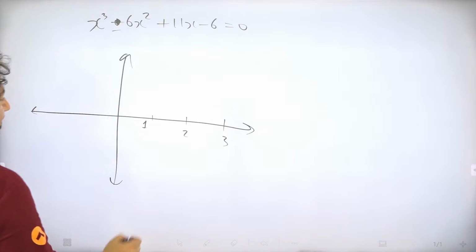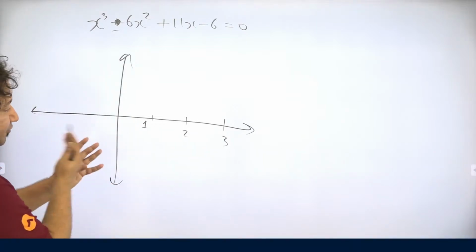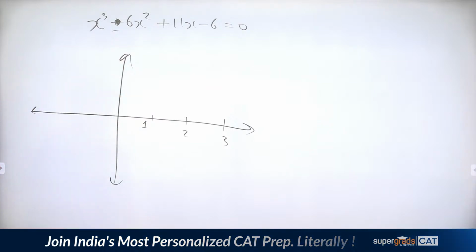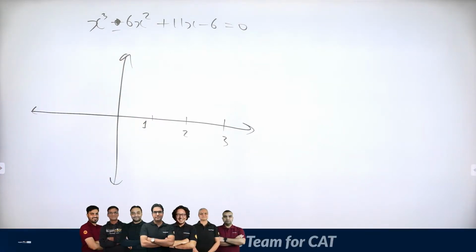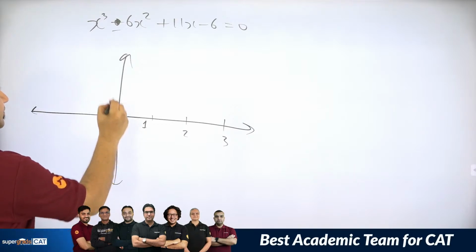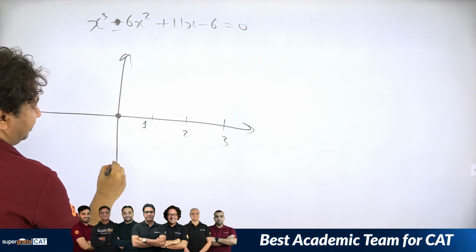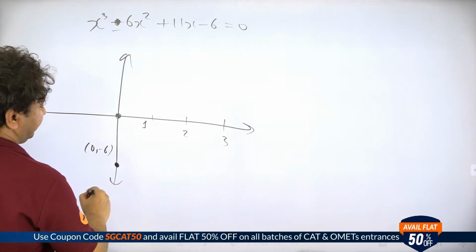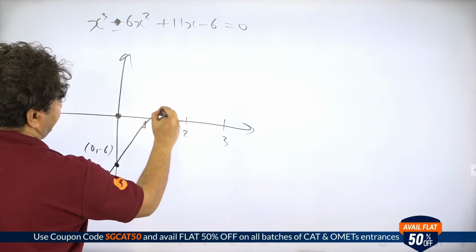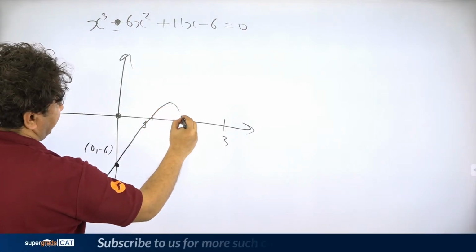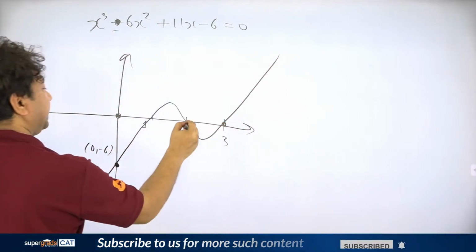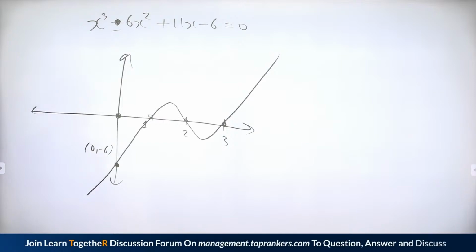Now, before 1, where will the graph be? Will it be upwards or downwards? That is what we have to understand. To understand that, we put x equal to 0 and we get minus 6. So the graph will start from here, (0, minus 6). Then it will intersect 1 and go upwards, then it will go down because it needs to intersect 2 as well, and then goes upwards. So this is how the graph will look for the cubic expression. I hope this is clear to all of you.